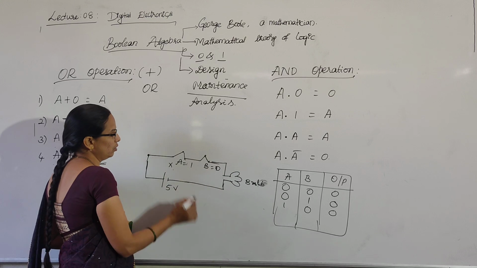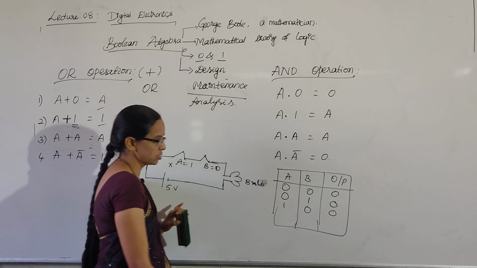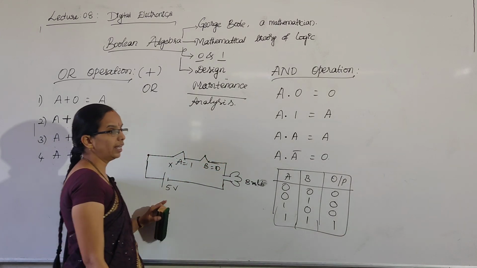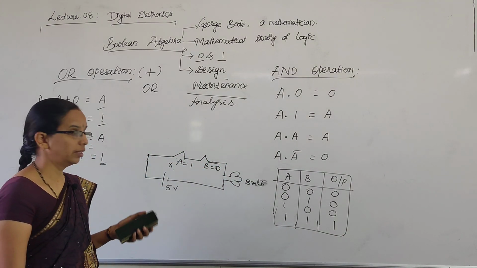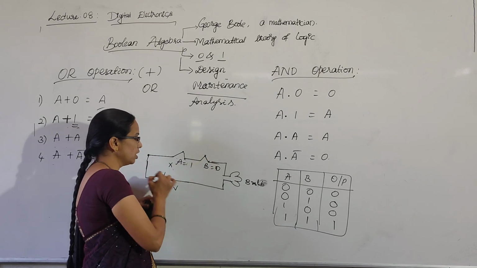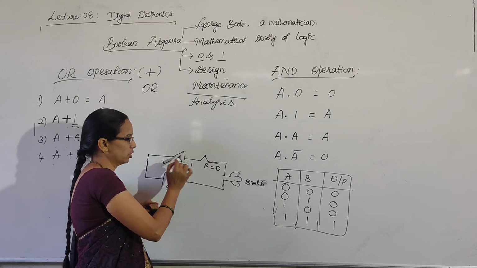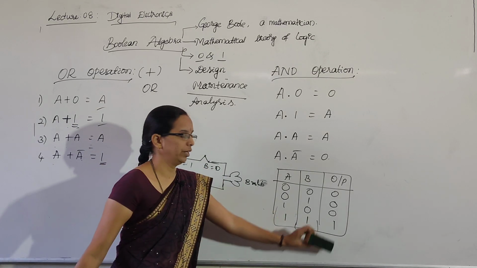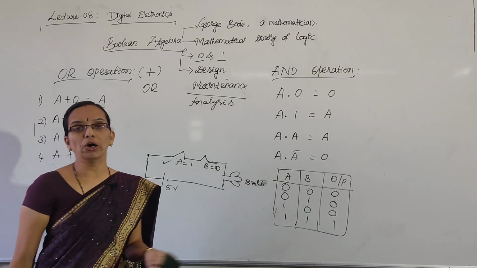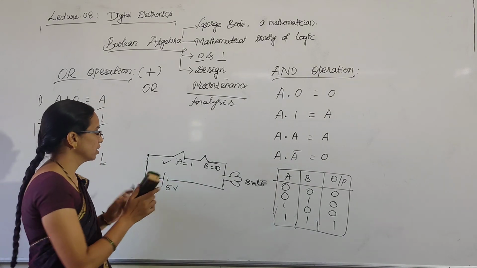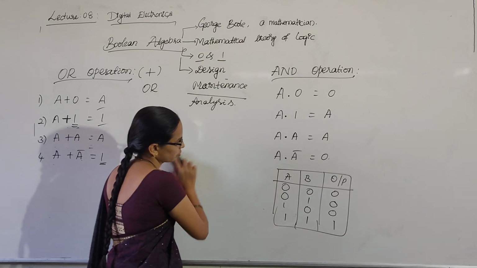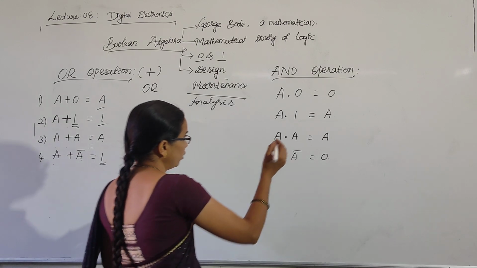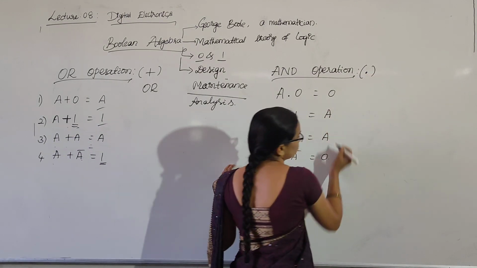When will the bulb glow? When both the switches are closed. When both A and B are 1, then you can expect output 1. That means when both the switches are closed, the current flows through this circuit and the bulb will glow, and the output is 1. This is how the AND operation works. The symbol for AND operation is dot.